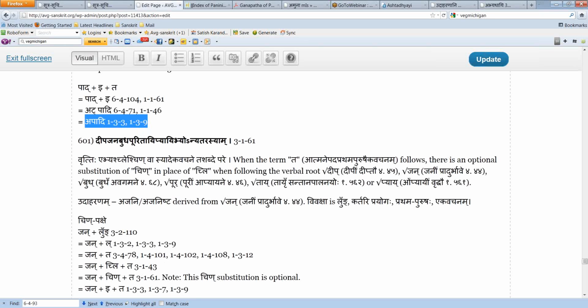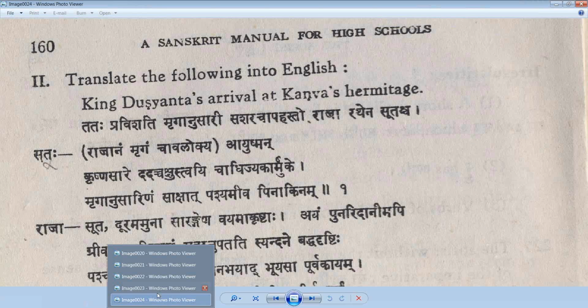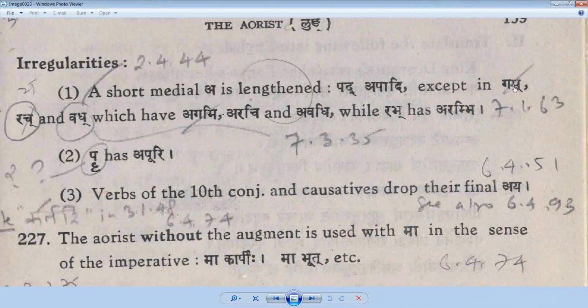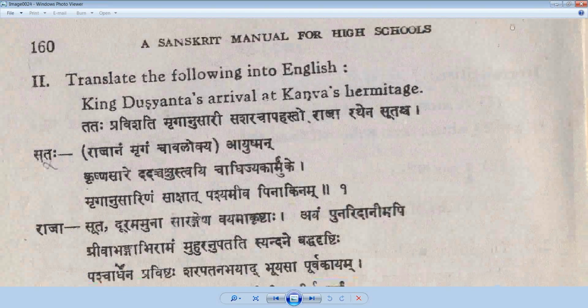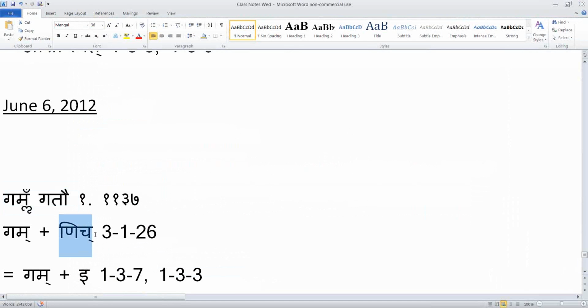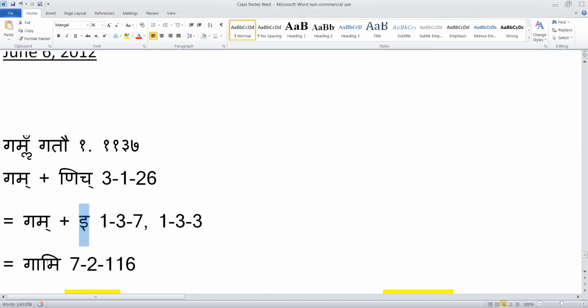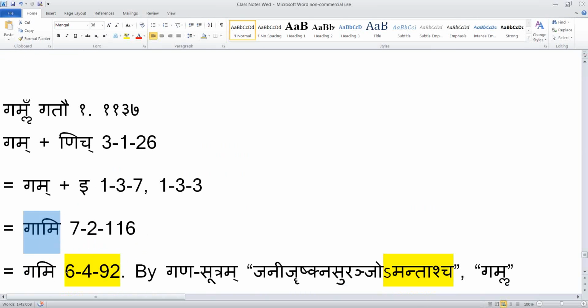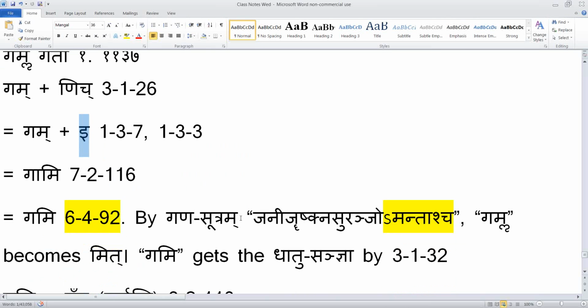So yes, in the book, please make a correction that for the shuddha dhatu we should not have any exception; it becomes agami only. But when we bring in the causative, then let's go through the steps. We get gum plus nich, anubandha lope, echutu halantyam, and then we get the form gami, atopadhayaha, but then we get mitam hrasvaha, because we got the pratyaya nich here. Because by the Gana Sutram Jani Jirush Knasuranjo Mantascha, this gum is a mit, as if it has Makara as an it. So then we get mitam hrasvaha, upadha hrasva, and we get gami. And gami gets dhatu sanjna by sanadyantha dhatavaha.